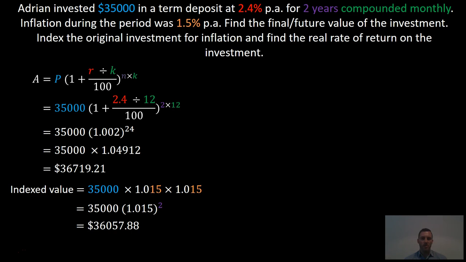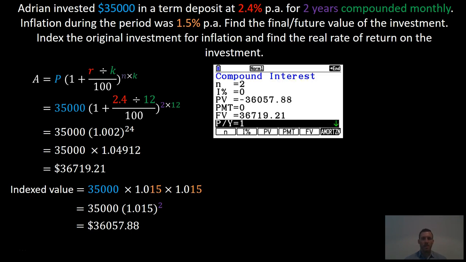Now use the graphics calculator to find the real rate of return. I have another video called Compound Interest Graphics Calculator, which details how to use the graphics calculator. Please refer to that video if you need a reminder. We enter 2 into n because there was 2 years. We're trying to find I, we just leave that as 0 in this case. For PV, the present value, we enter negative $36,057.88, which is our index value.